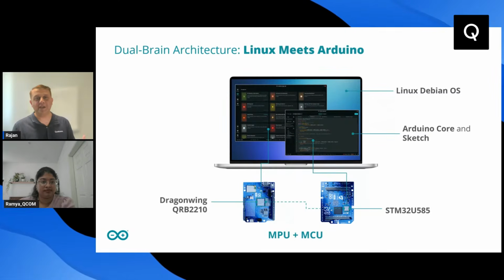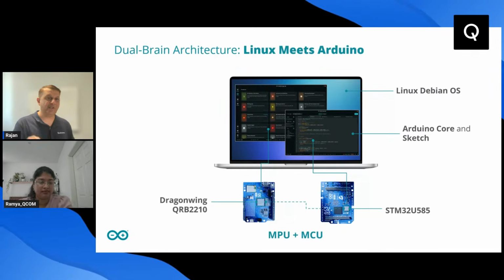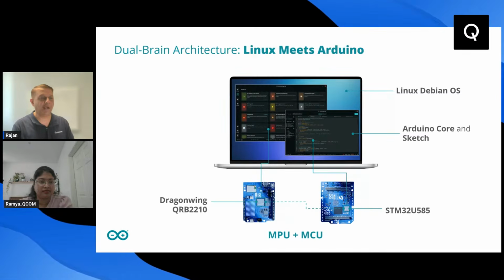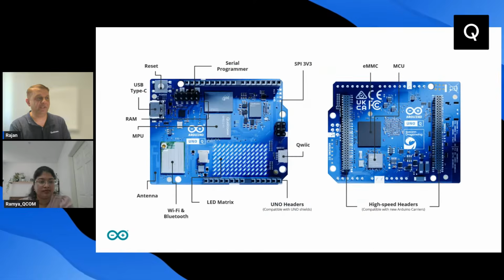Now, on top of that, you also have the Qualcomm Dragonwing QRB 2210, which is an MPU which is running a full Debian OS. So now you can run a little bit more complex use cases like computer vision, like keyword spotting, to enhance those sensor use cases that you have. So that's the board that we will be seeding.